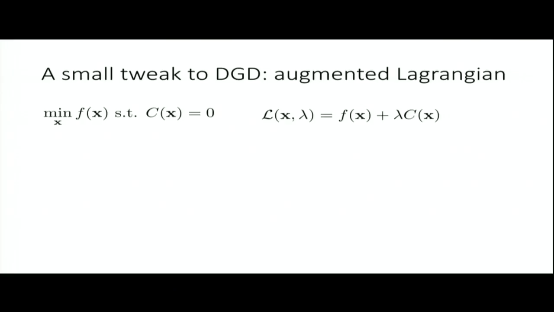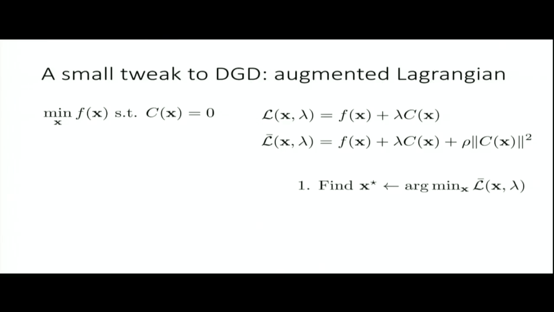Augmented Lagrangian, very simple idea. We have our Lagrangian, and we augment it by adding a funny little term like this. So if your constraint is c of x equals 0, you add a term to the Lagrangian that's some little hyperparameter rho times the square of the constraint. And why would you want to do this?